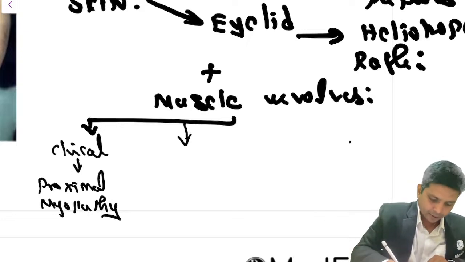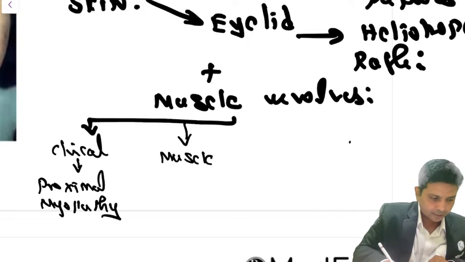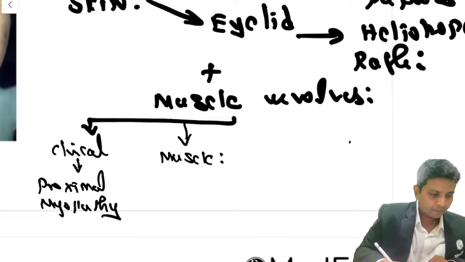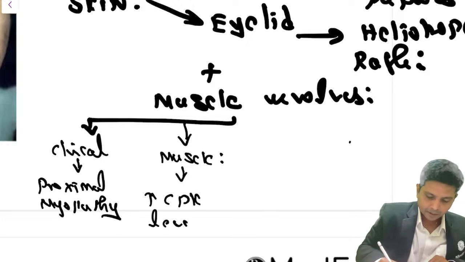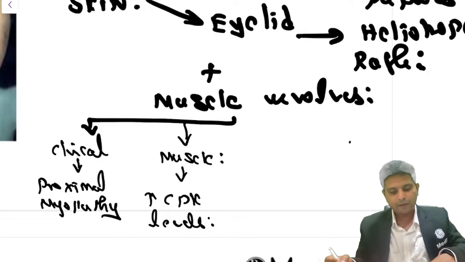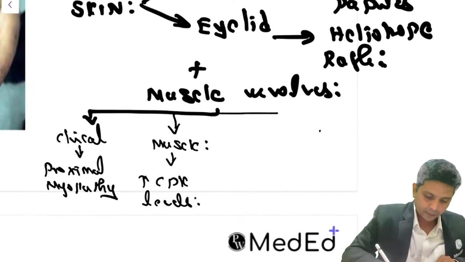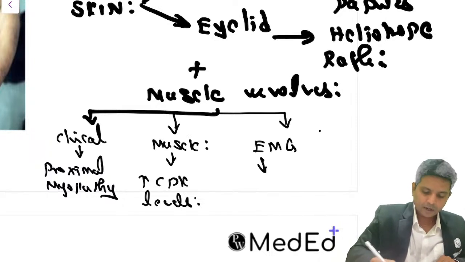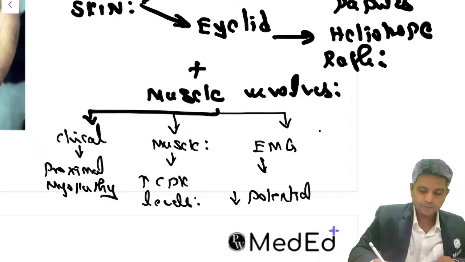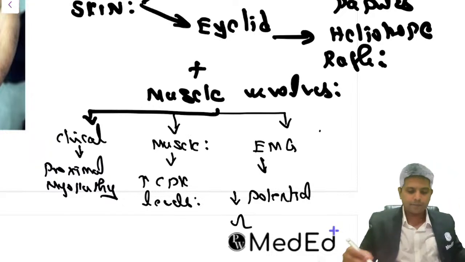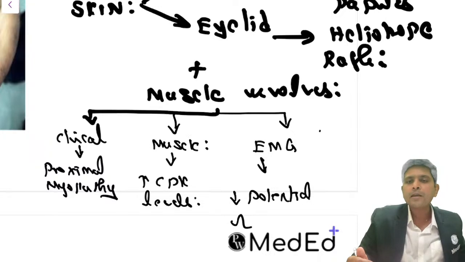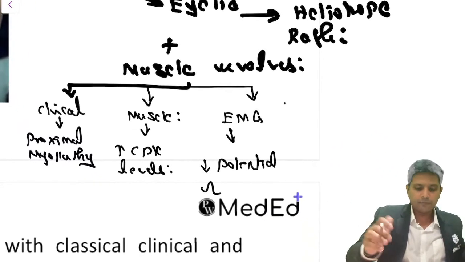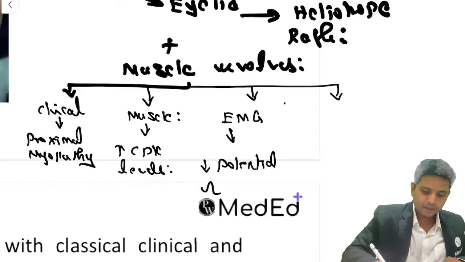Second one is muscle enzyme. Muscle enzyme means elevated CPK levels. Third, you can do an electromyogram and look for reduced compound action potential in EMG, because muscle is the one which produces the amplitude of the wave. And finally, you can do a muscle biopsy.